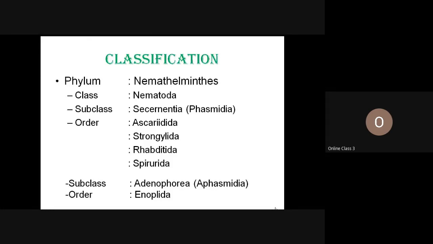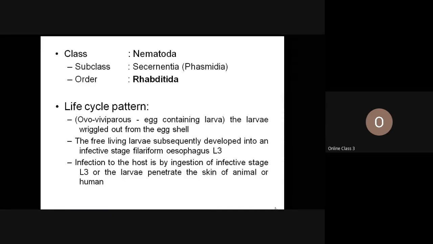So based on the presence of whether the parasite has phasmids, that means the posterior tactile organ, or not, parasites are many times classified as phasmida and aphasmida. Most of the parasites of veterinary and human medical importance belong to phasmida, which have the posterior tactile organ. So in today's class, we are continuing with the subclass Secernentea, or earlier known as Phasmida.